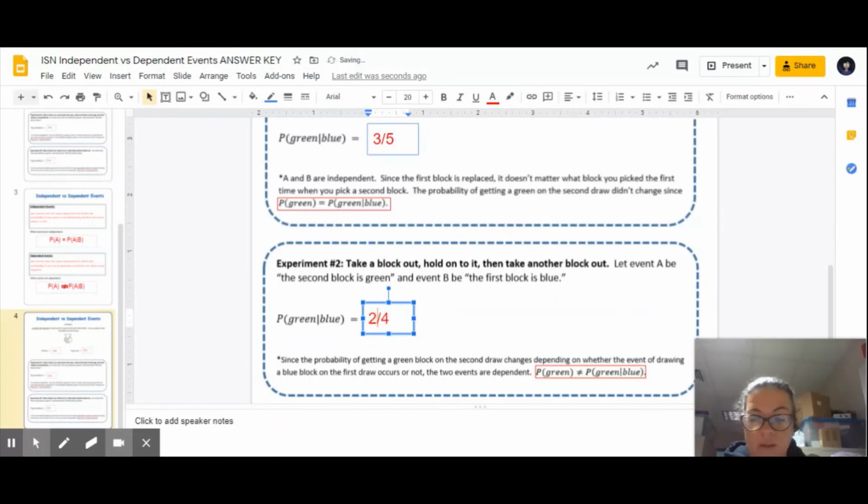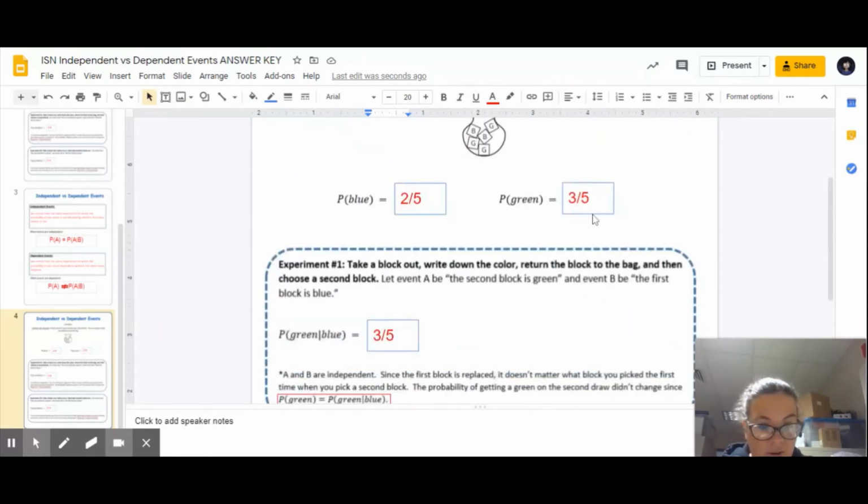Oh, I'm sorry, 3. I said that wrong. I took a blue one out. I have 1 blue and 3 green. So the probability of getting a green is 3 out of 4. So I'm looking at a 3 out of 4 probability of getting a green after I've taken a blue one out. Now that probability is different. 3 out of 4 is not the same as 3 out of 5.